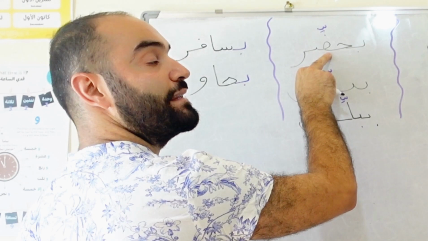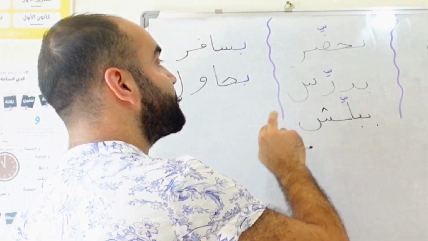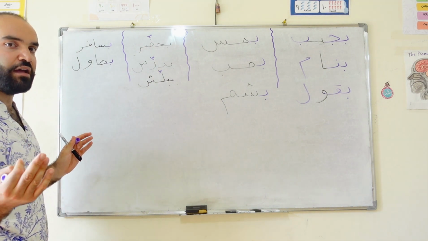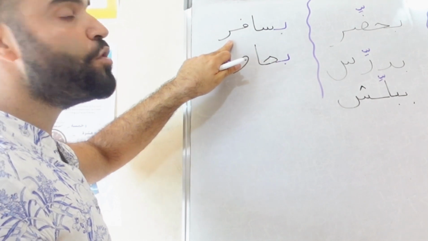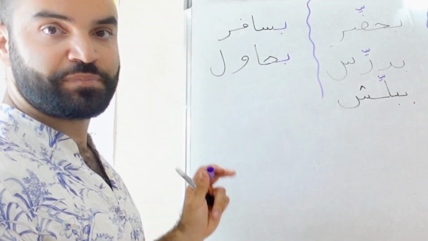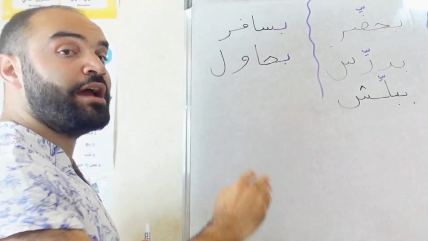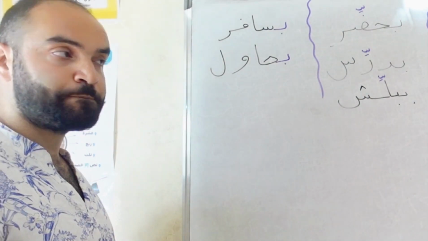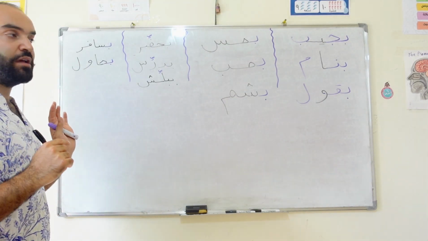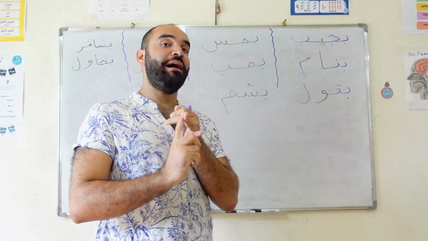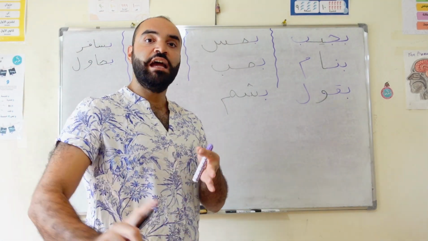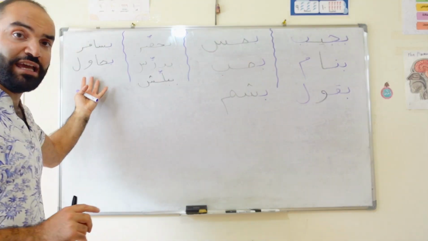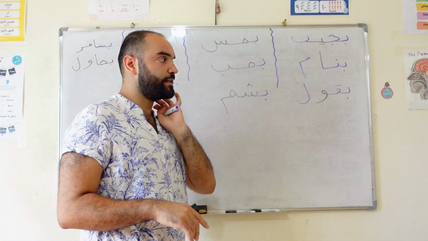See, بحضر, بدرس. The fourth one, which is not too many verbs, has more than three letters. The root has four letters. بسافر, I travel. بحاول, I try. This is the irregular verb: the verb has four letters, the verb has two letters, the verb has شدي, the verb has more than three letters. The fourth one, as we said, is not too many verbs, has four letters.